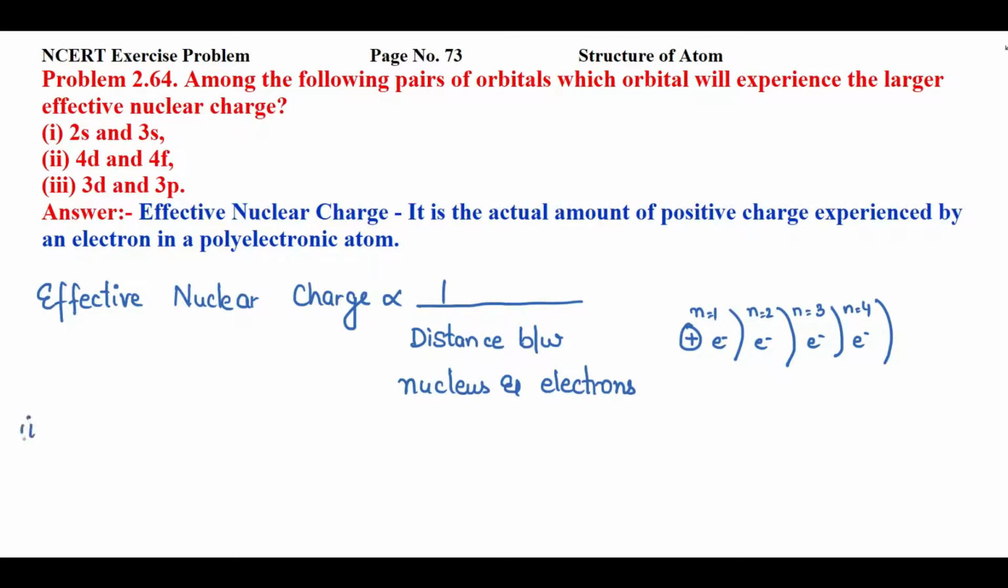Now, let's see the first problem. In this case, we have two orbitals, 2s and 3s. If you see, the distance between the nucleus and the 2s orbit is less. So definitely it will experience more effective nuclear charge. So you can write over here, 2s will experience larger effective nuclear charge.